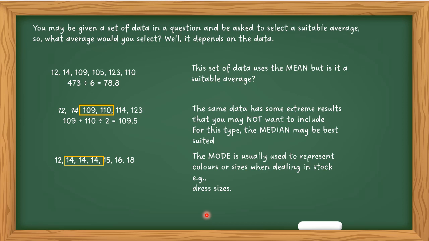If you're ever given a question, pick a suitable average, it's usually just between the mean and the median. In that case, you have to look at the data. Are there any extreme results? If not, then the mean. And if there is, then the median. But again, when it comes to median and mode, they will mention median and mode in the question. If it doesn't, then it's the mean.